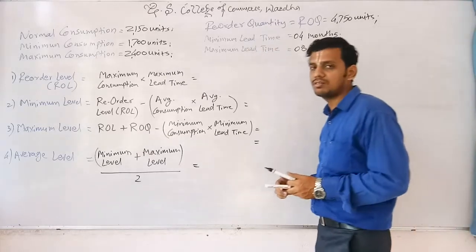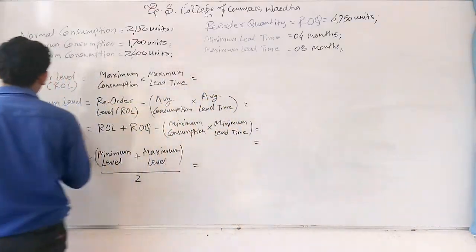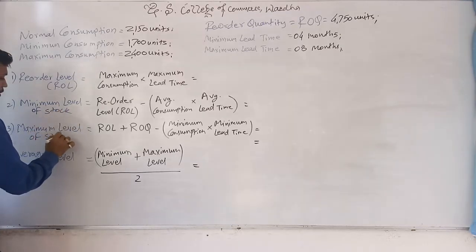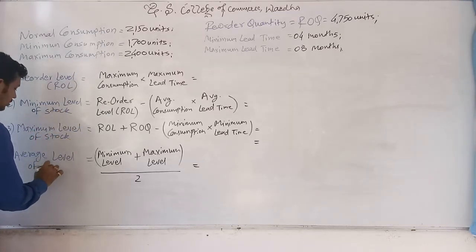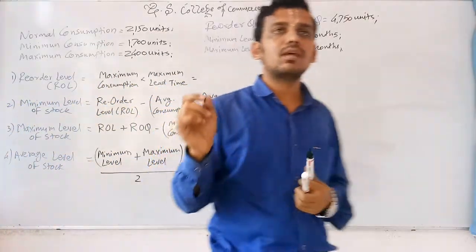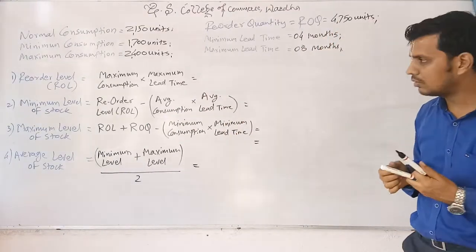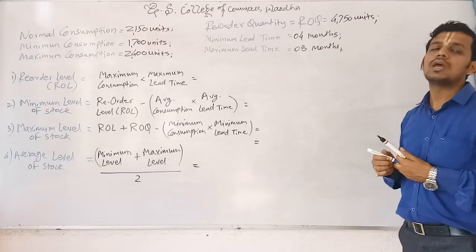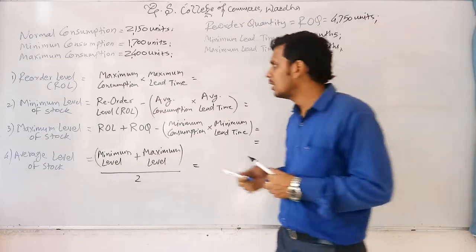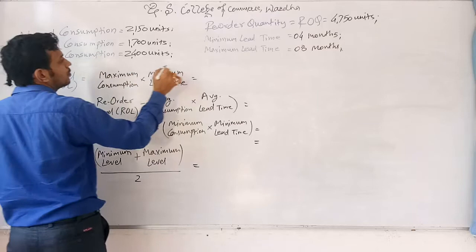They have again asked us to calculate reorder level, minimum level of stock, maximum level of stock and average level of stock. These are the 4 things which we need to calculate. At the same time, as average lead time is not given, as one part of the working note we again need to calculate average lead time so that we could easily calculate minimum level of stock. Therefore, we will calculate average lead time.